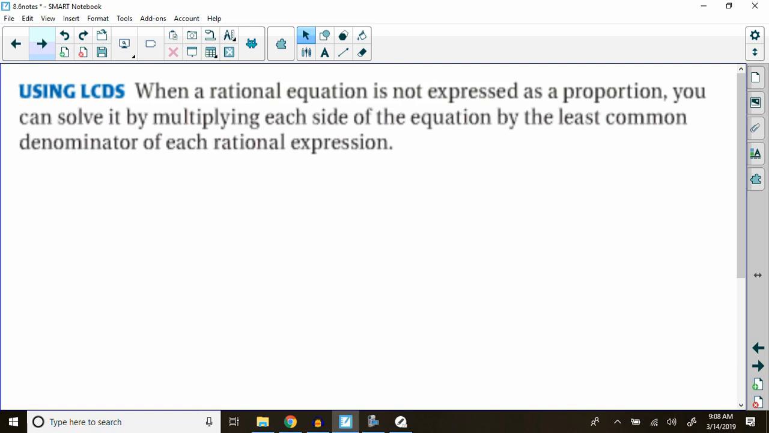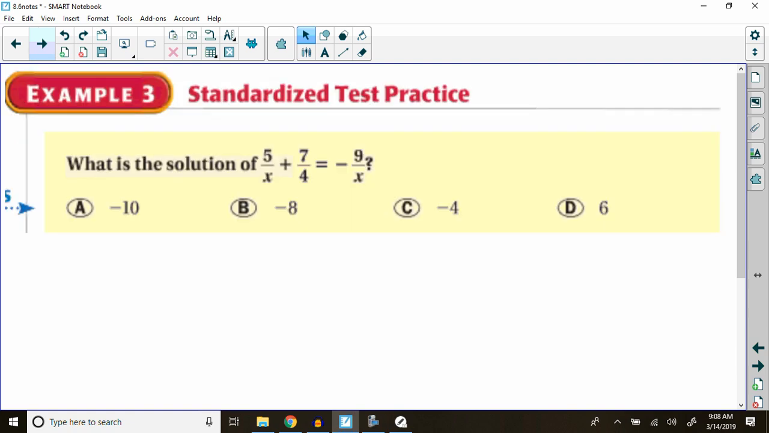So they're now talking about using LCDs. We've mentioned that. We said if the denominators are the same, we can set the numerators the same. If the numerators are the same, we can set the denominators the same. So let's look at example 3. It's multiple choice too. That's awesome. I love multiple choice ones.